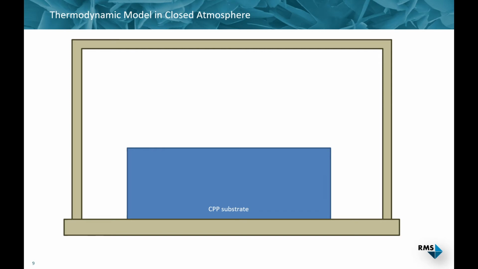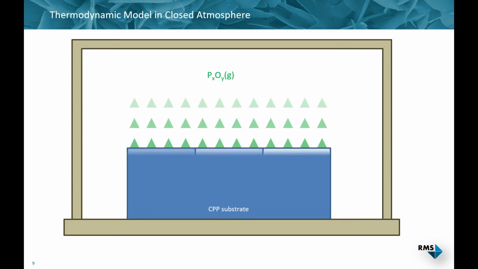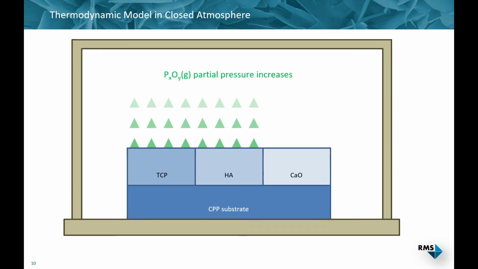The first step of the decomposition is the same as in the open atmosphere. We will release all possible phosphate gas species and form a phosphate-depleted layer on the calcium pyrophosphate substrate. And this layer again can contain TCP, hydroxyapatite, and calcium oxide.